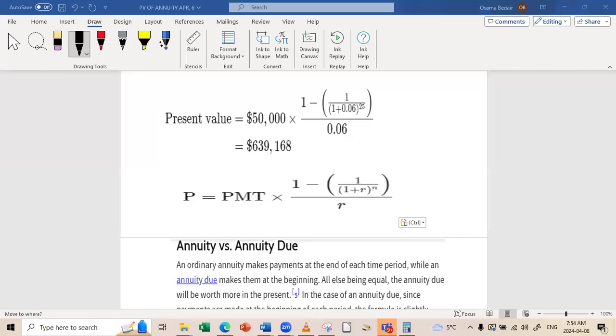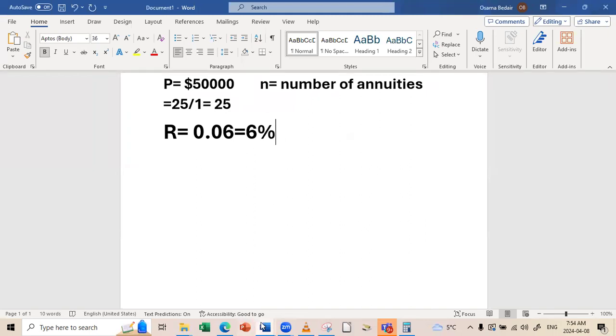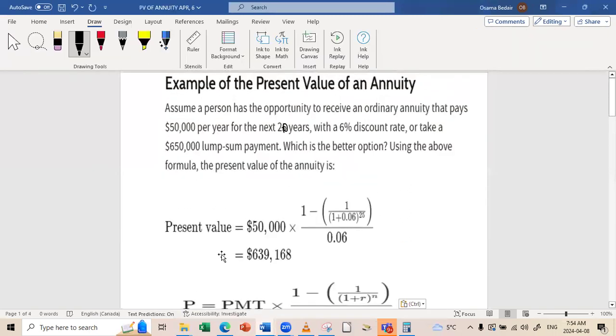In the net present value for the annuities. And here today we will talk about the annuities when it is ordinary and when it's due. Let's go to an example like this directly.